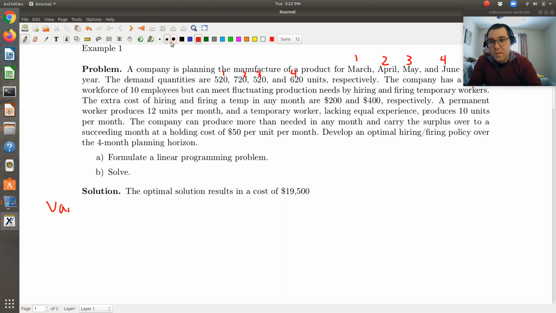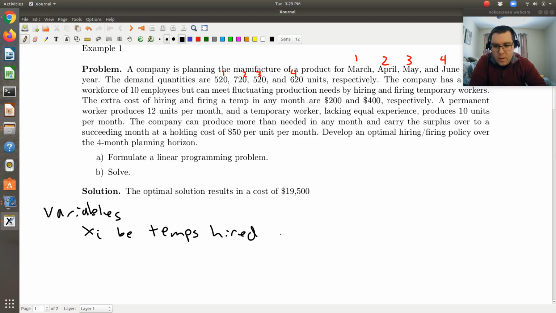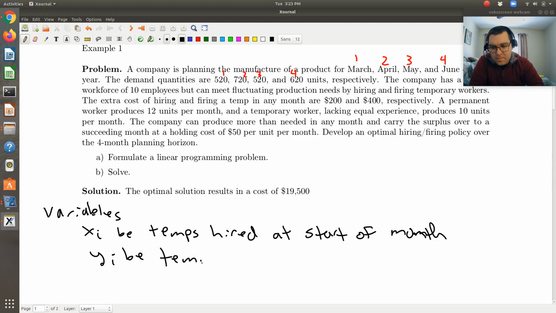And I'll switch back to my black pen. Okay, so let's define some variables here. Okay, so in terms of variables, what we're going to be solving for is the number of employees we're going to hire and fire in a given month. So let xi be temps hired at start of month. We're going to let yi be temps fired at start of month.